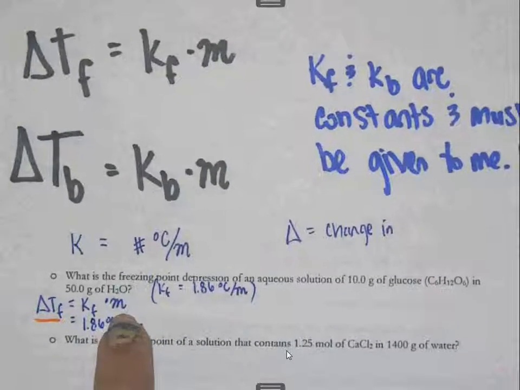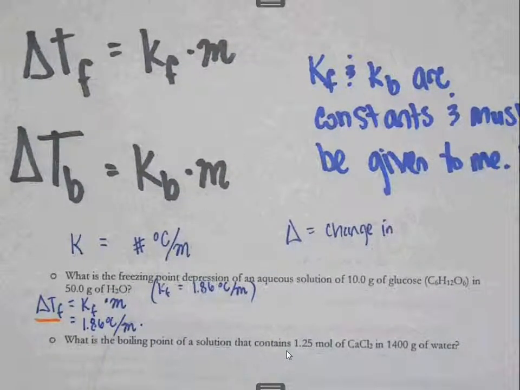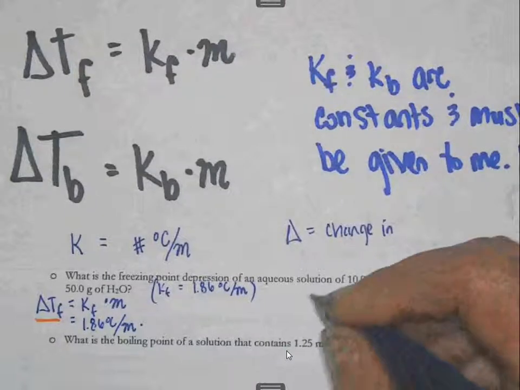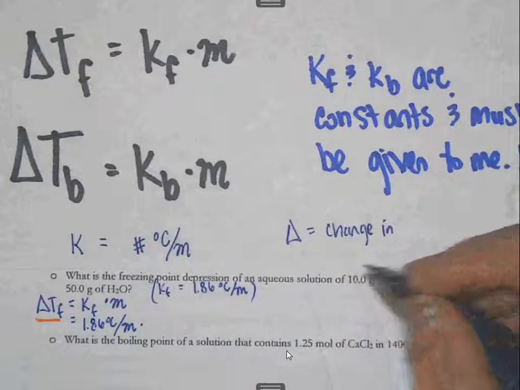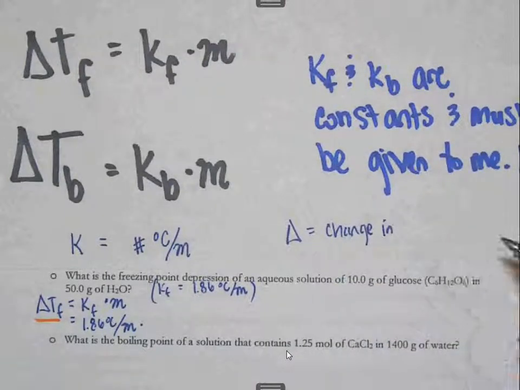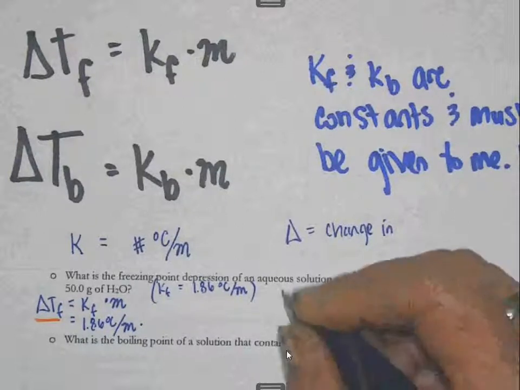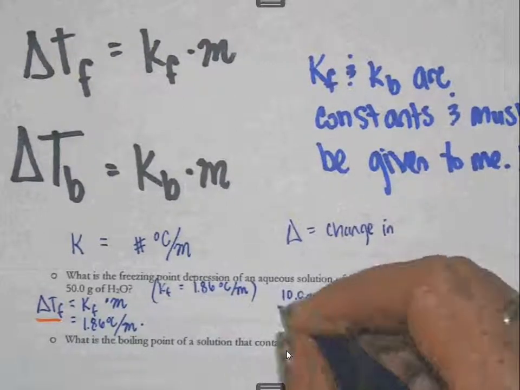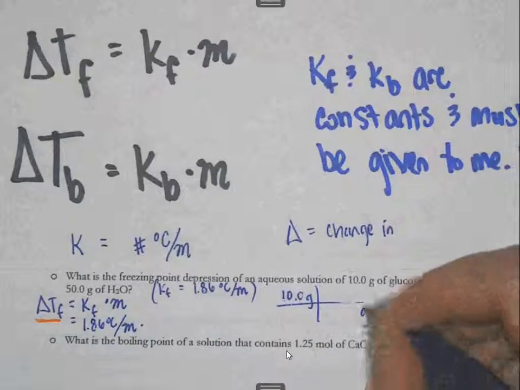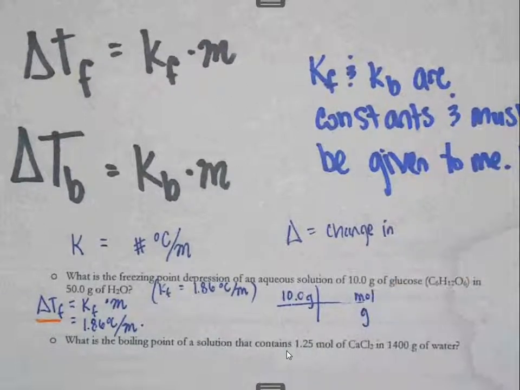I'm missing the molality. Well, I already know how to calculate the molality. It's the number of moles of solute over kilograms of solvent. Well, it's a glucose in water solution. So glucose is going to be my solute, but I don't have it in moles. So there's lots of work for this problem. I'm going to have to convert grams to moles.